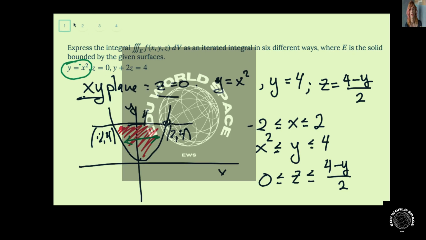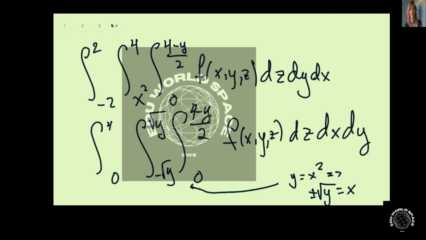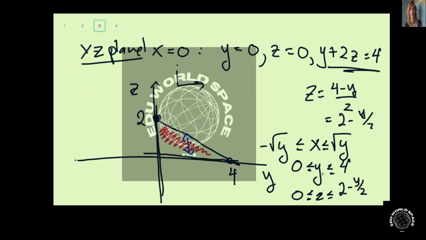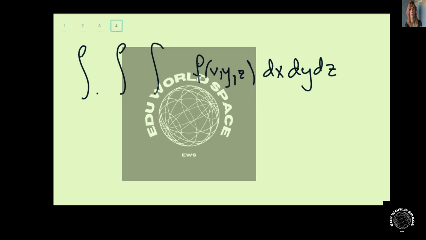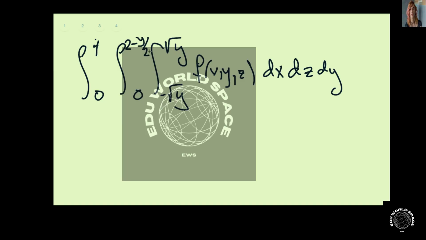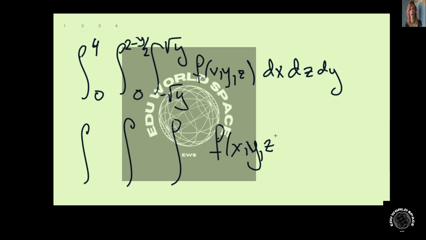So we know that, this is what I want. So we're doing y last, so let's switch this. We're doing y last. We know our y's are going from 0 to 4. We know x's are changing like this, and then we know our z's are changing like that. Okay, so then we want to switch the order of integration here.